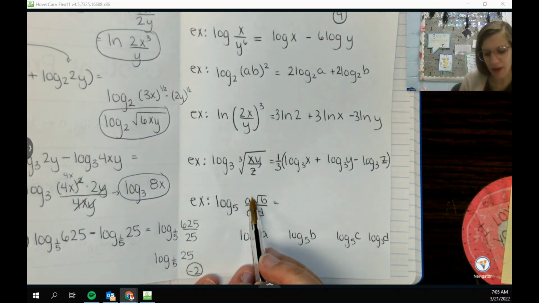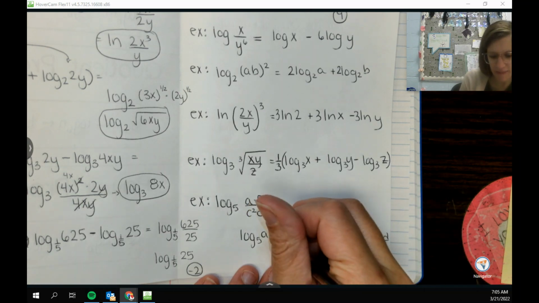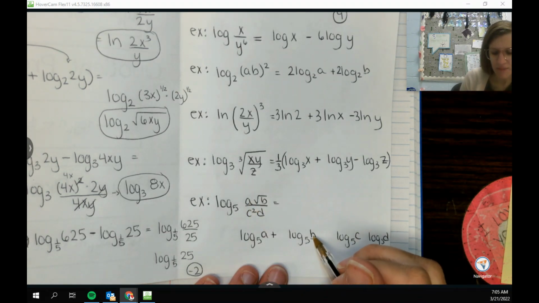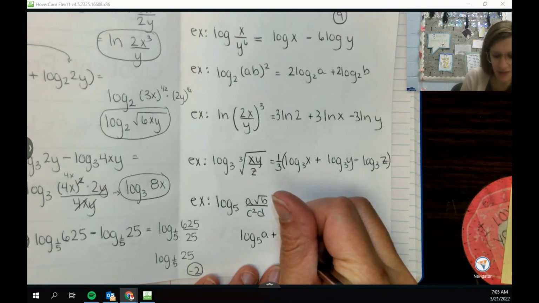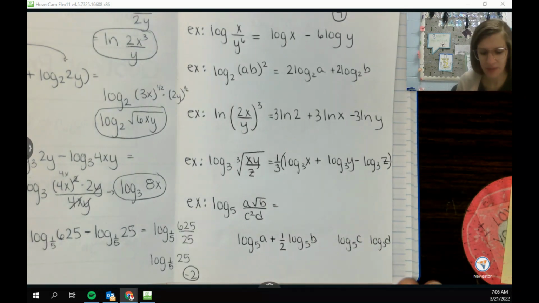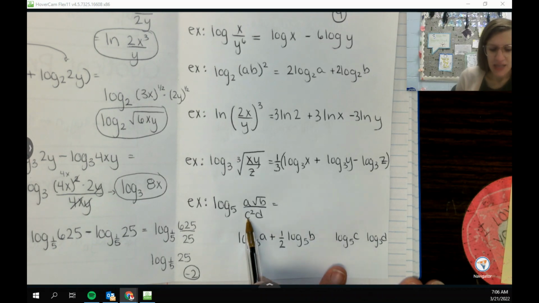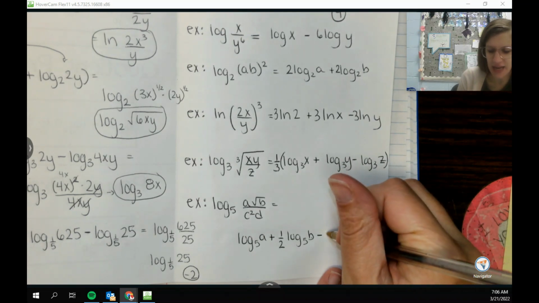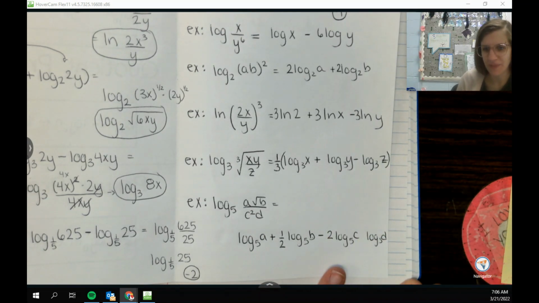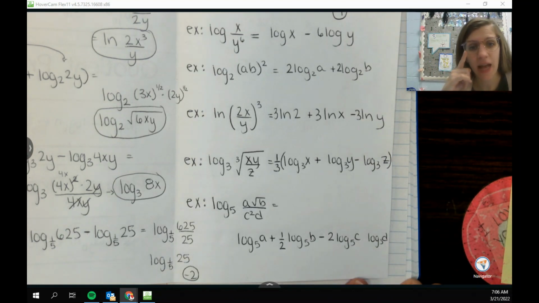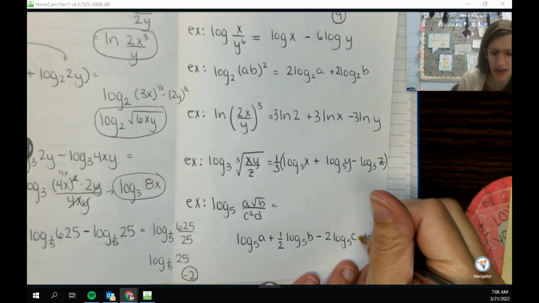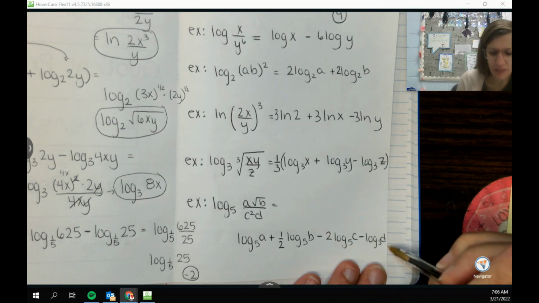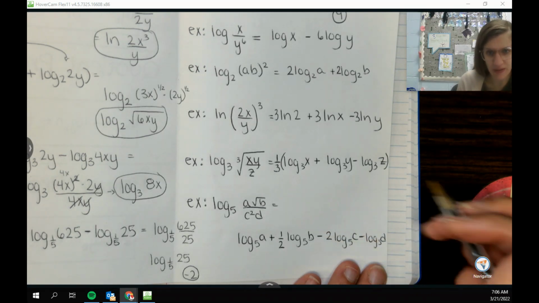Now a does not have a power. It's being multiplied by b, so plus. b does have a power, it's a half, so that goes out front. Next, c is being divided, so minus, and it has an exponent, so 2 out front. And now here's the tricky thing. d is being multiplied with c, but d is being divided overall. So it really does need a minus, or you need parentheses around, whichever way makes more sense for you to think about it.